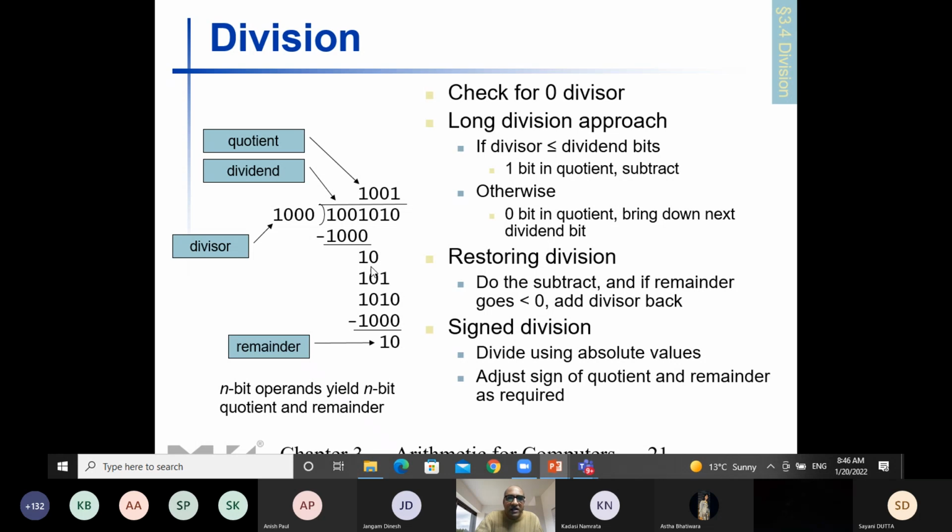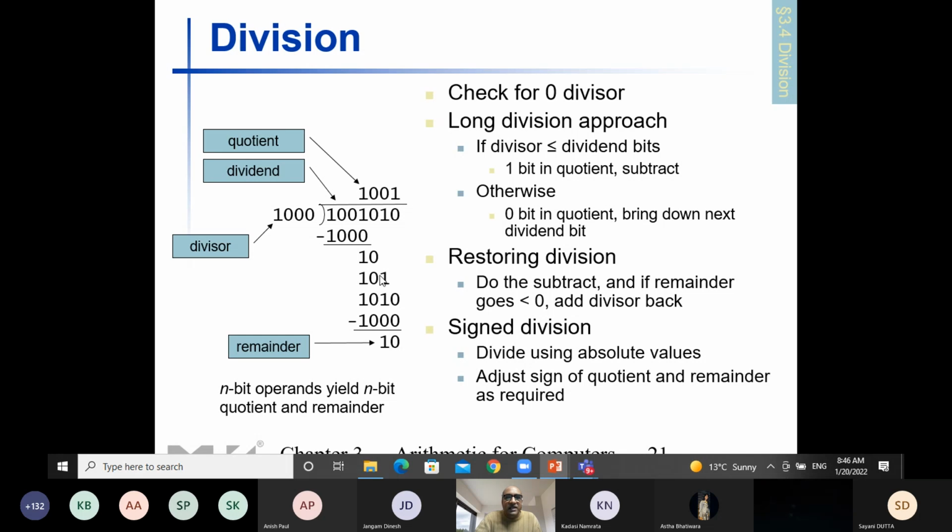First of all, we are restoring the dividend, and then we are shifting the divisor by one more bit. When you shift this by one more bit, the dividend we are considering is 101, but the divisor is 1 followed by 000. Still the divisor is more than the dividend, which you can check by the subtraction. When you subtract, you will get a negative. It means that this 101 is smaller than the 1000.